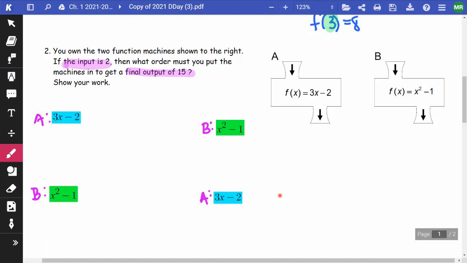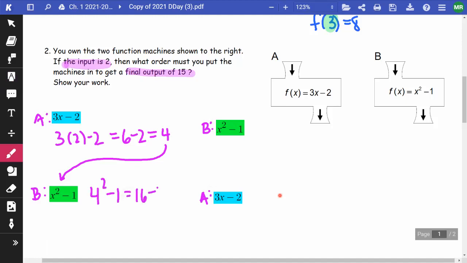So I need to put in a 2 into the first one. So I'm going to go 3 times 2 minus 2, which is 6 minus 2 or 4. So now I'm taking 4 and that's what's going to go into this. So I'm going to have 4 squared minus 1, which is 16 minus 1 or 15. So that was actually the right order.